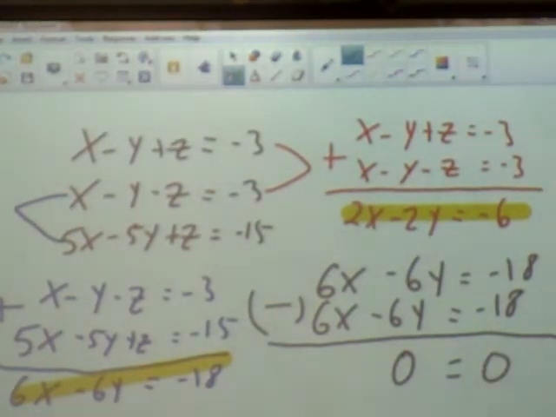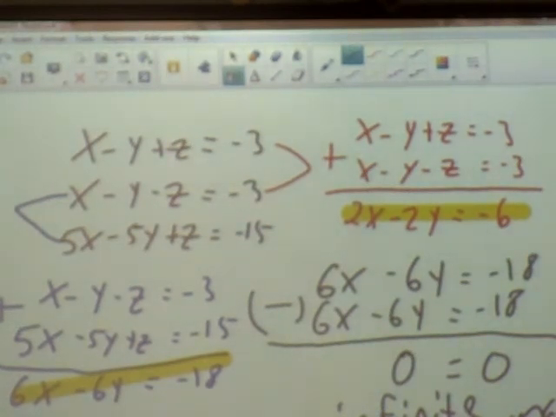Okay, so we got a true statement now. 0 does equal 0, right? That's true. So when we end up with all our variables going and we just have that true statement, that means there are infinite many solutions. That means those planes are on top of each other, intersecting everywhere.